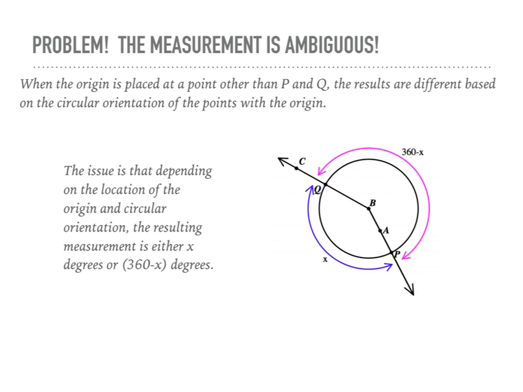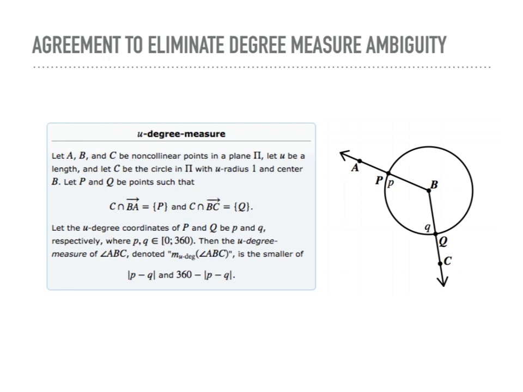So there is a problem with this kind of measure. It's ambiguous. So the problem is that it kind of depends on which coordinates you subtract. If I look at this outside angle, it's going to be 360 minus whatever this is. So which one is the measure of the angle? So it's going to be different based upon the circular orientation of the points with that origin. So depending on the location of the origin and the circular orientation, the resulting measurement is either x degrees or 360 minus x degrees. And that's a problem because we really want our angles just to have one measure. So we need an agreement to eliminate that ambiguity.